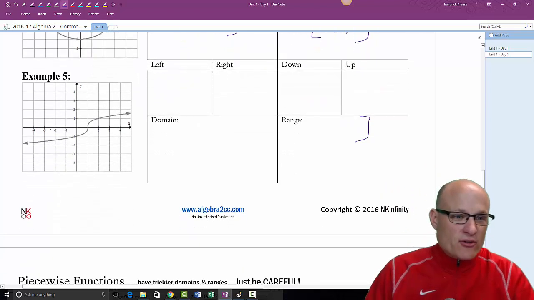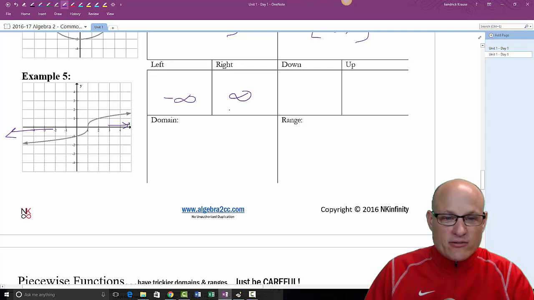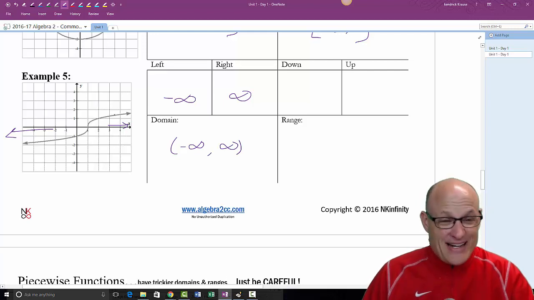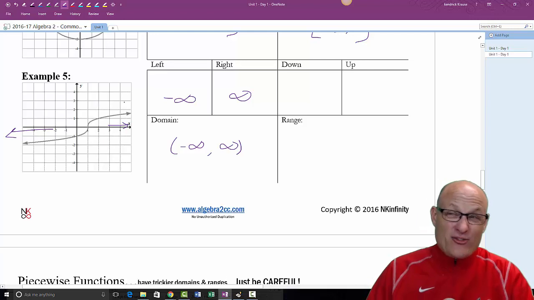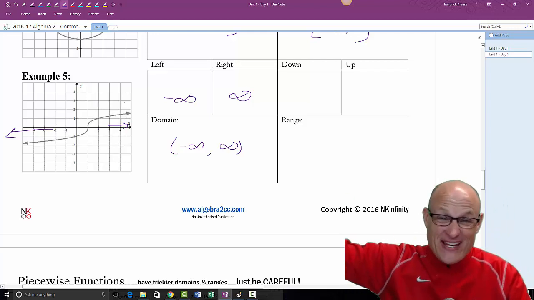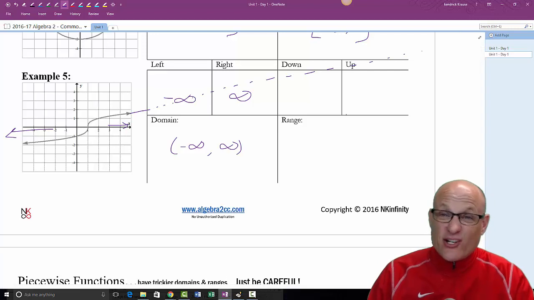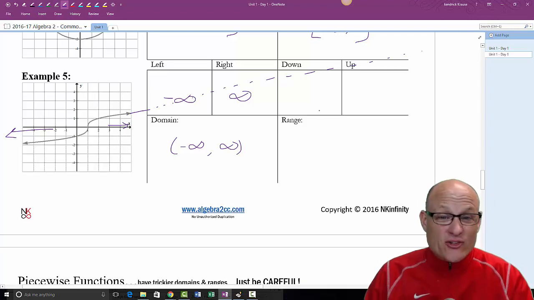Notice it goes forever and ever left, and it goes forever and ever right. So that would be -infinity and +infinity. Parenthesis, -infinity, parenthesis, +infinity. Now, here's the tricky one. This one's kind of tricky just to look at, but you got to imagine out there at infinity. See, it looks like it might stop at 2. But in effect, it just keeps going up and up and up forever. So it actually is going down to -infinity and up to +infinity.